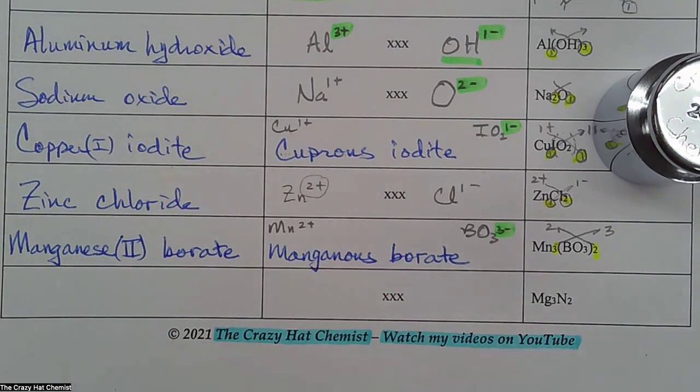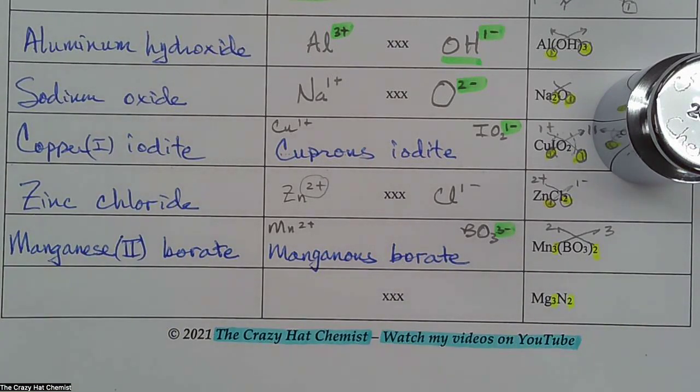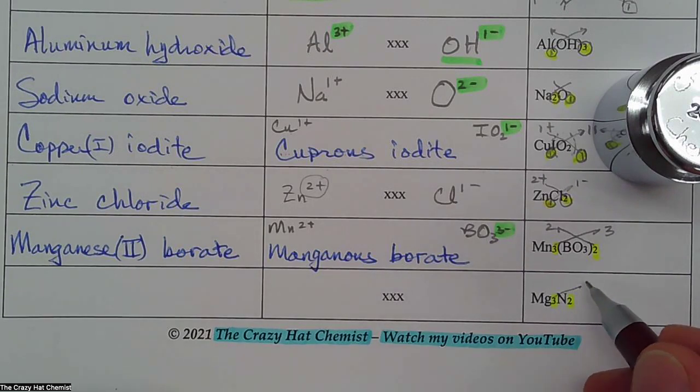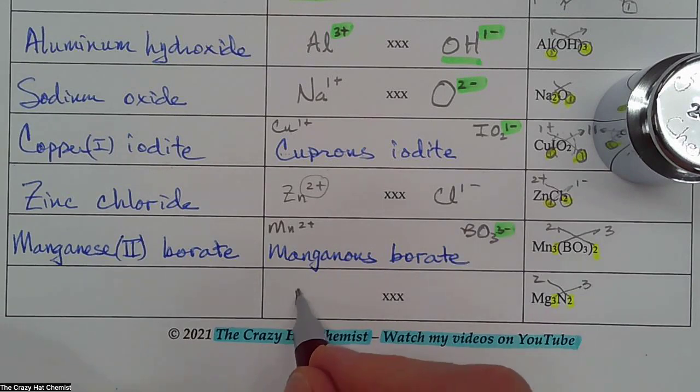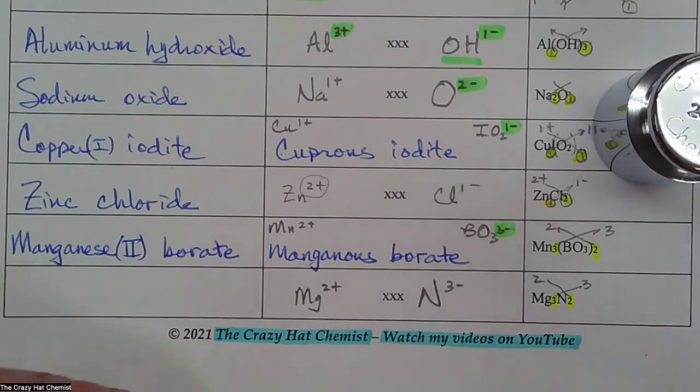I'm going to take this number right here, that 3, and that 2 right there. I'm going to take those numbers and I'm going to flip them. So this will be a 3. Flip this number, that will be a 2. I'm going to have an Mg that's a 2 plus because it's a cation. I'm going to have an N that's a 3 minus because that's an anion.